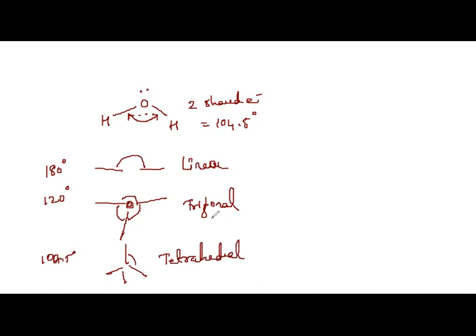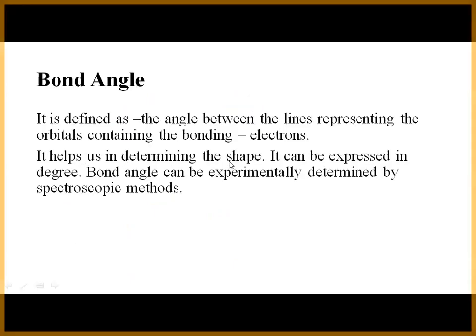Yes, so depending upon the bond angle, what does it provide us? Bond angle provides us insight into the molecular geometry. Geometry means the molecular shape of the compound. So it helps in determining the shape. It can be expressed in degrees. Bond angle can be experimentally determined by spectroscopic methods.